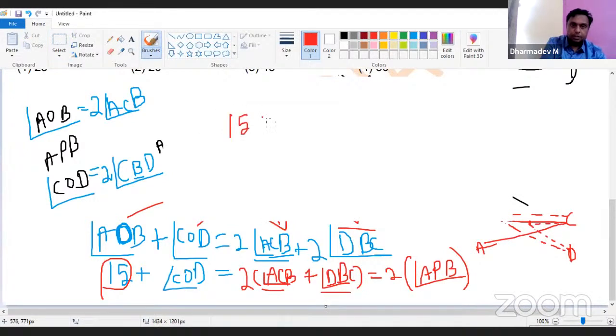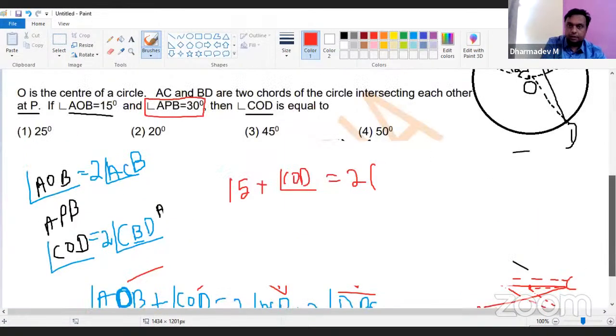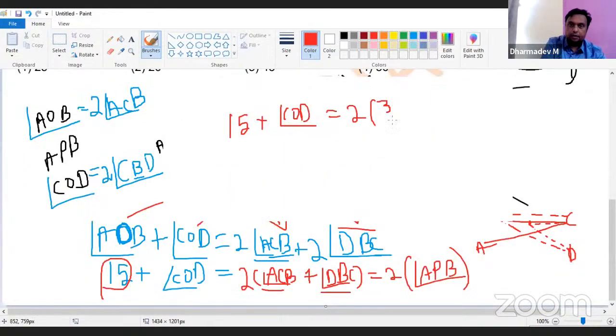So 15 plus angle of COD, which we don't know, is equal to 2 times angle of APB, that is going to be 30 degrees. So this is equal to 60 degrees. So angle of COD would be 60 minus 15, that is 45 degrees. Are you getting it?